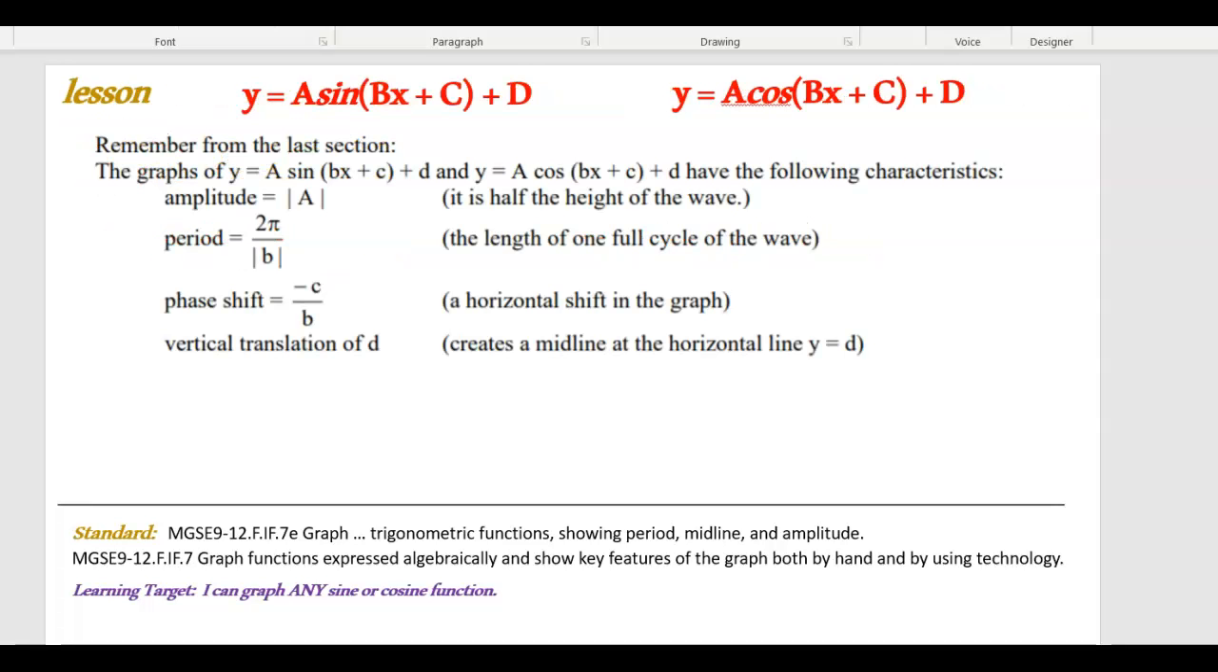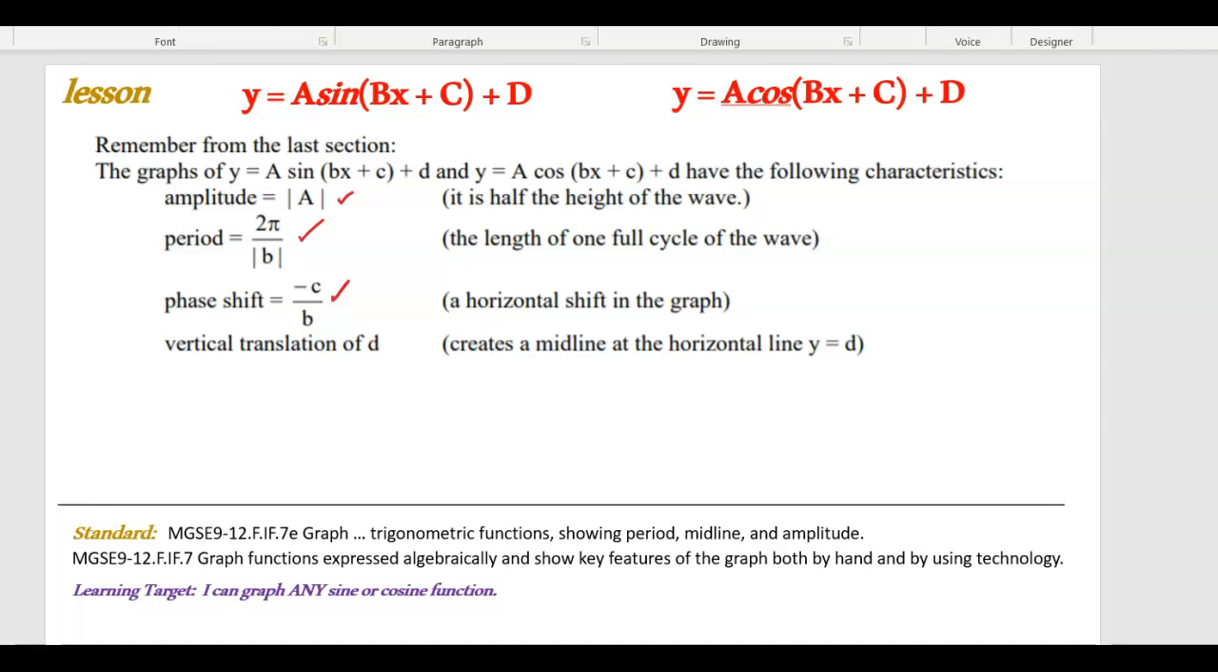So just to do a quick recap, we already know how to find the amplitude. Check. We know how to find the period. Check. Phase shift will always be the opposite of the C value divided by B, which is what makes shifting left and right kind of tricky. It's going to be a horizontal shift, so the phase shift numerically is the opposite of C over B. Okay, so in the equation you always change the sign of C.